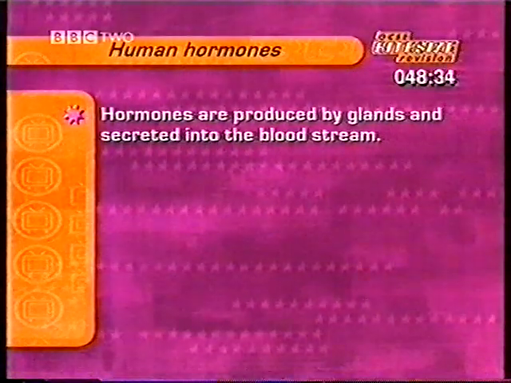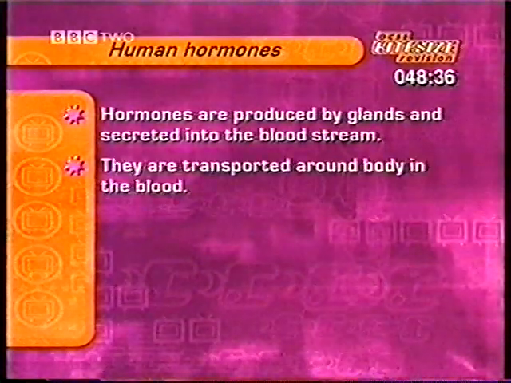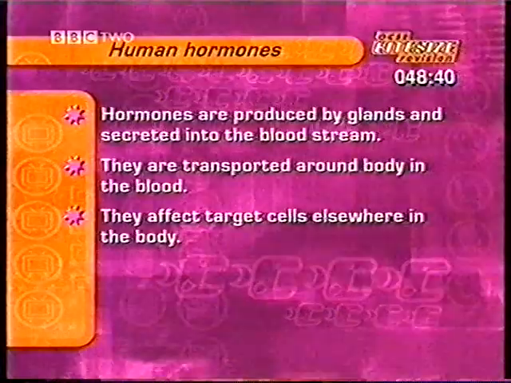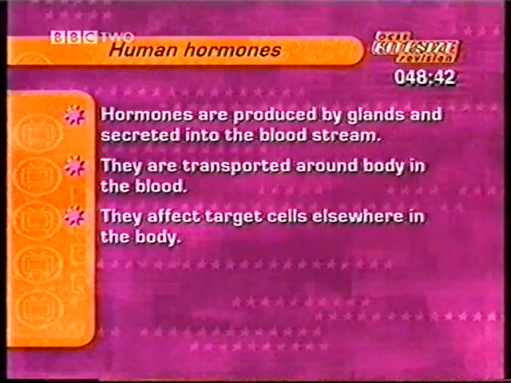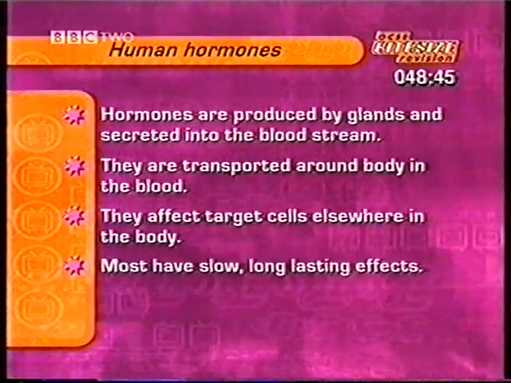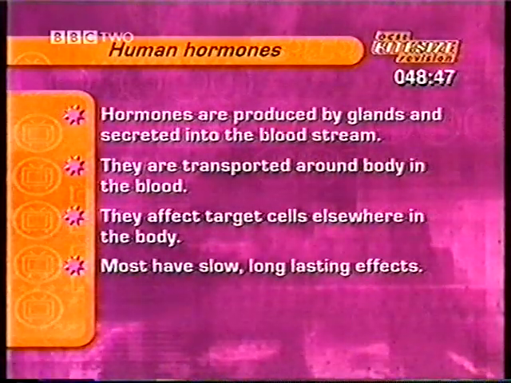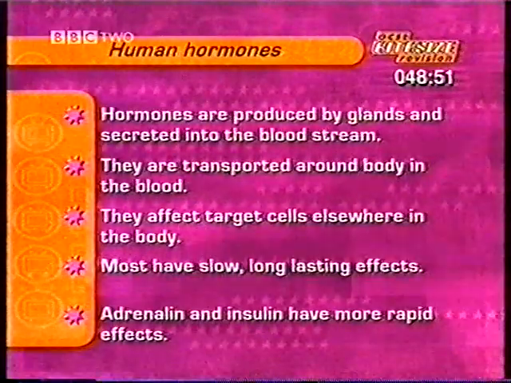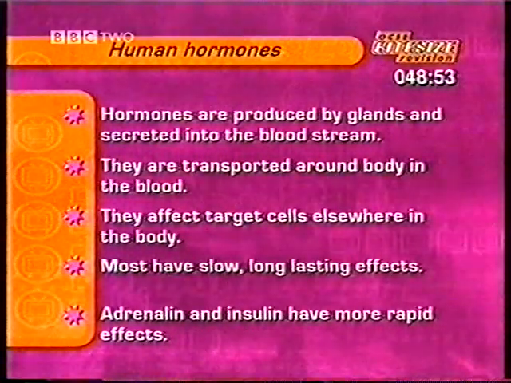Hormones are produced by glands and secreted into the bloodstream. They are transported around the body in the blood. Hormones affect specific cells, target cells, elsewhere in the body. Generally, hormones have slow, long-lasting effects. Adrenaline and insulin are two hormones that have more rapid effects.